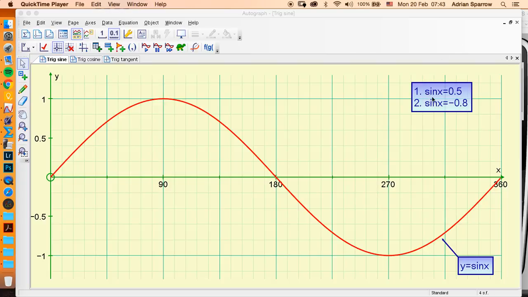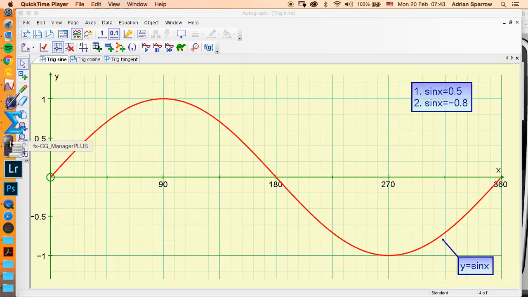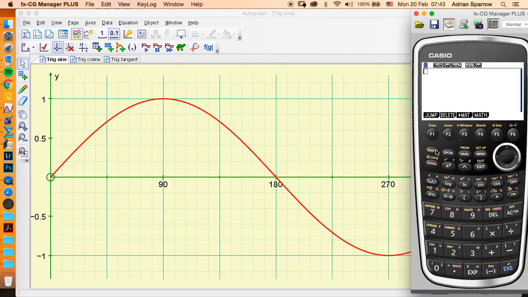Now I'm going to do this first one. Sine x equals 0.5. I want the value of x. So I'm going to go to my calculator. And to do this on my calculator, I will go Shift Sine 0.5. So the inverse sine 0.5, and it gives me the value of 30.